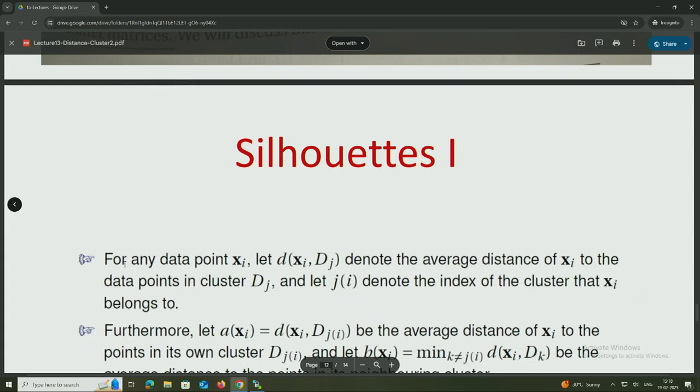I'll take your question at the end, and let me finish this because it will answer his question, whose question it was, about how good the clustering is. There are many metrics to tell whether a clustering is good or not, and Silhouettes are one of those values. What is the English meaning of Silhouette?